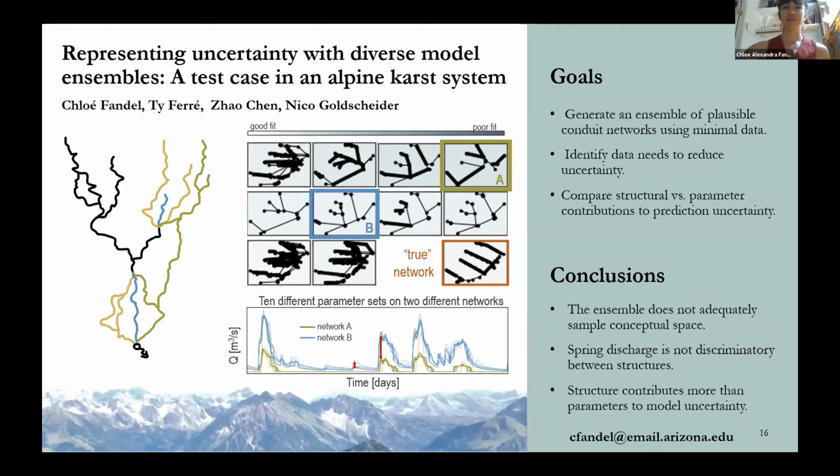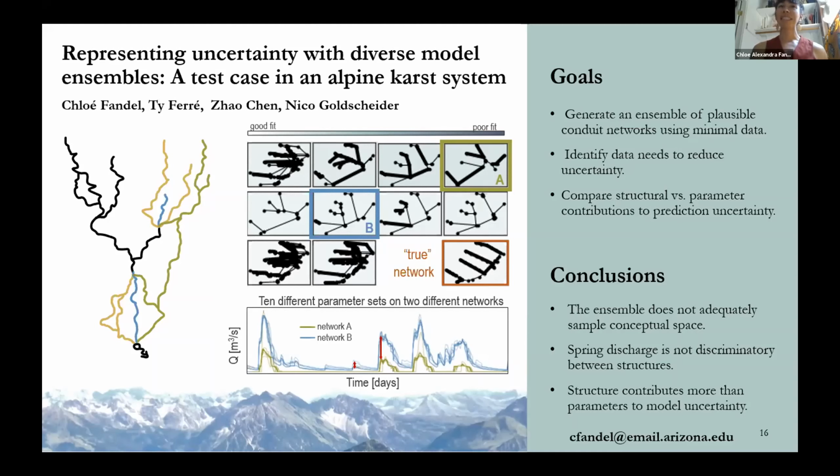I have a question. Yeah, please. When you were talking about structure, did you mean like geologic structure? Is that specifically what you were talking about? Yeah, good question. So in this case, we have one single geologic structure, and we have many different conduit network structures within that geology. So in this case, I'm just looking at the conduit network structure. I'm not looking at multiple different geologic structures.